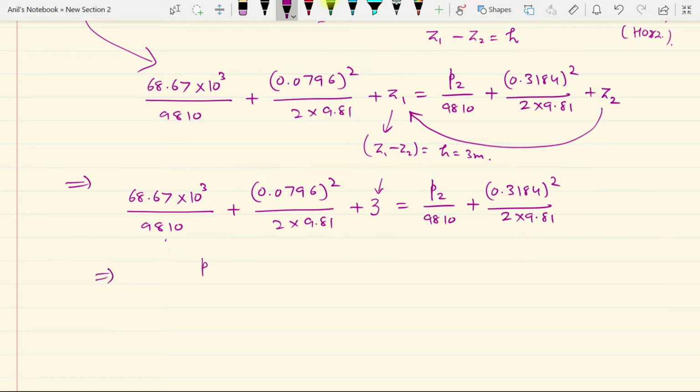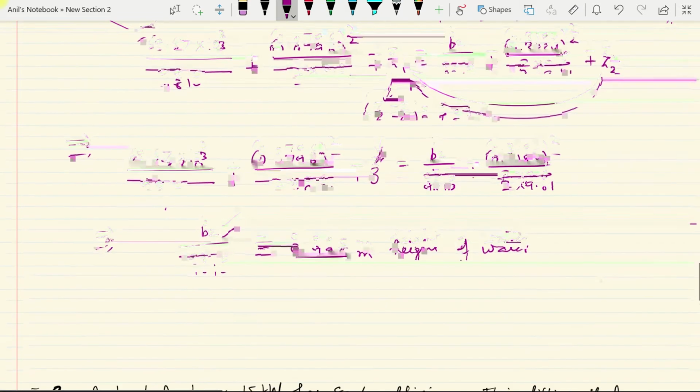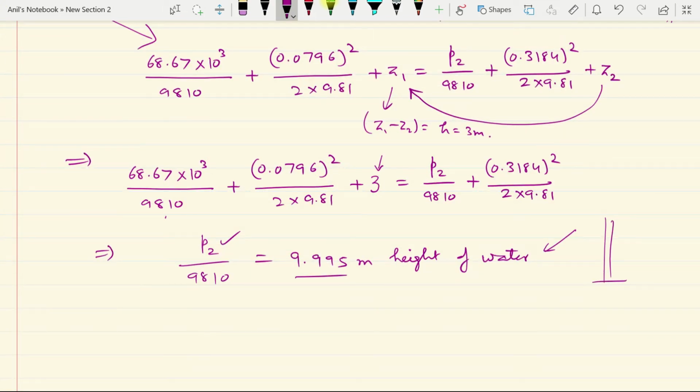So after solving this, we must get P2 by 9810 is equal to 9.995. So this much meters is the head of water, which is equivalent to the pressure P2. So this much head of water will create how much pressure? We know that pressure given by 9.995 meters of height will be rho g h. Rho into g is w, which is specific weight, into h. h is this height of water column.